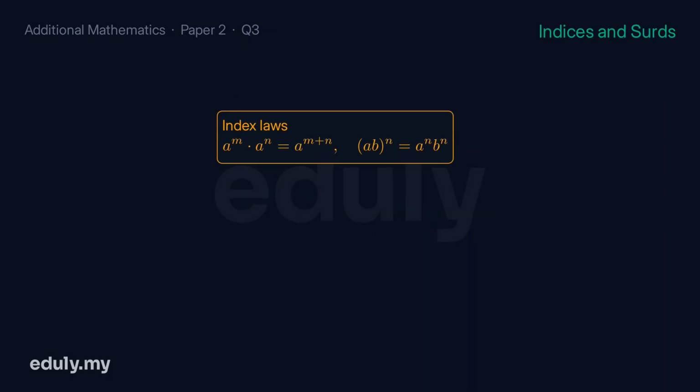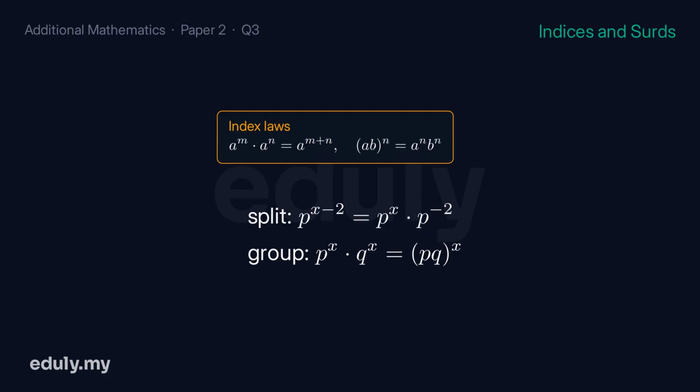The key tool for part A is the index laws, two of them in particular. The first law lets us split each power into two pieces, separating the number part from the x part. The second law then lets us group the matching x powers back together. That pairing is the whole engine for part A.